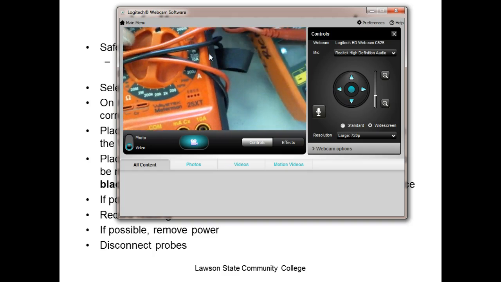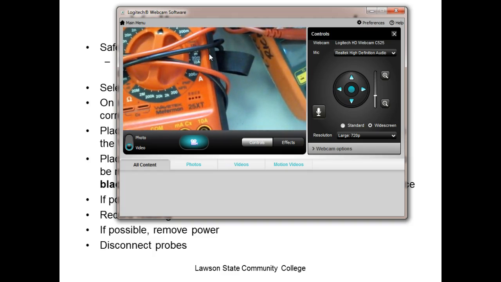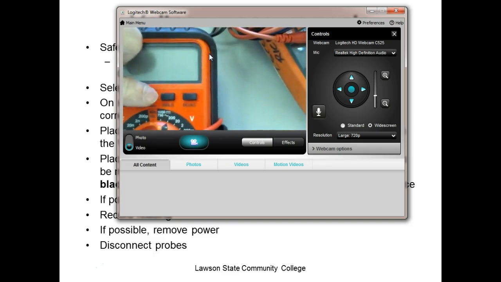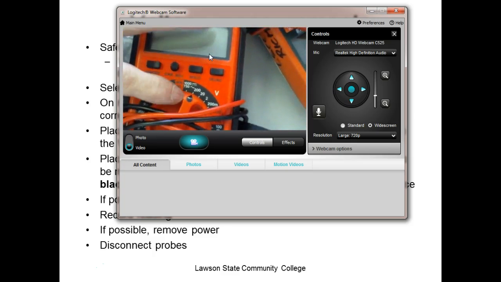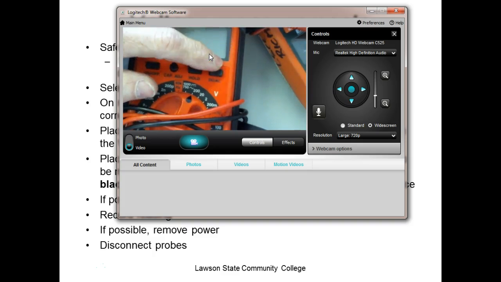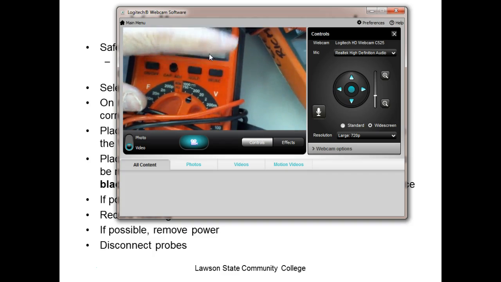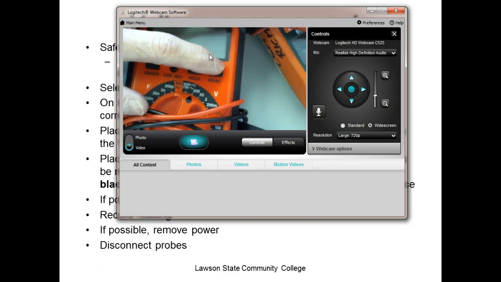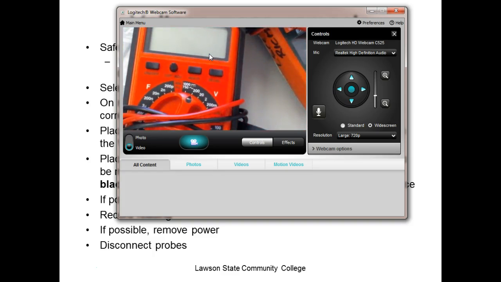So we place the black lead in the what? Common. We place the red lead in the red. Make sure we put our meter on what? DC volts. Make sure you select the type of voltage you're going to measure, because if you put it on DC and put it in an AC circuit, it's going to measure zero. You understand that? If you put it on AC and measure a DC circuit, it's going to measure something, but it won't be the right value.